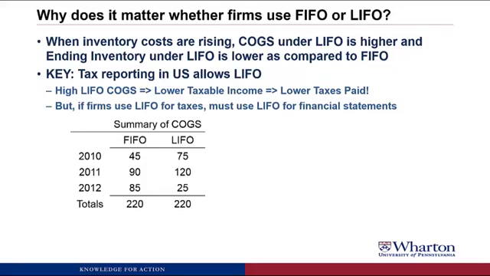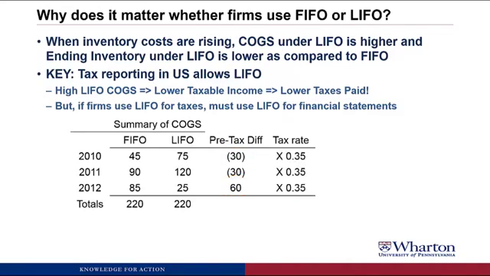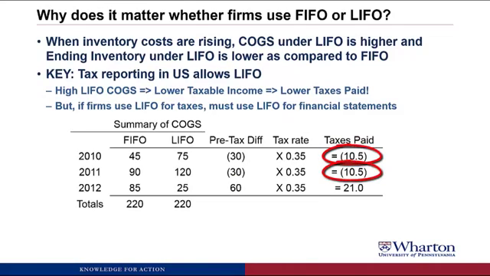the summary of cost of goods sold again. What we saw was that in 2010 and 2011, LIFO gave you lower pre-tax income by 30 each year, and then higher pre-tax income in 2012. Now in the US, the tax rate is 35%, and so what this translates to is in 2010 and 2011, you would save $10.5 in taxes each year, but then in 2012, you'd have to make up for it by paying an extra $21 in taxes under LIFO. It all cancels out over the 3 years.